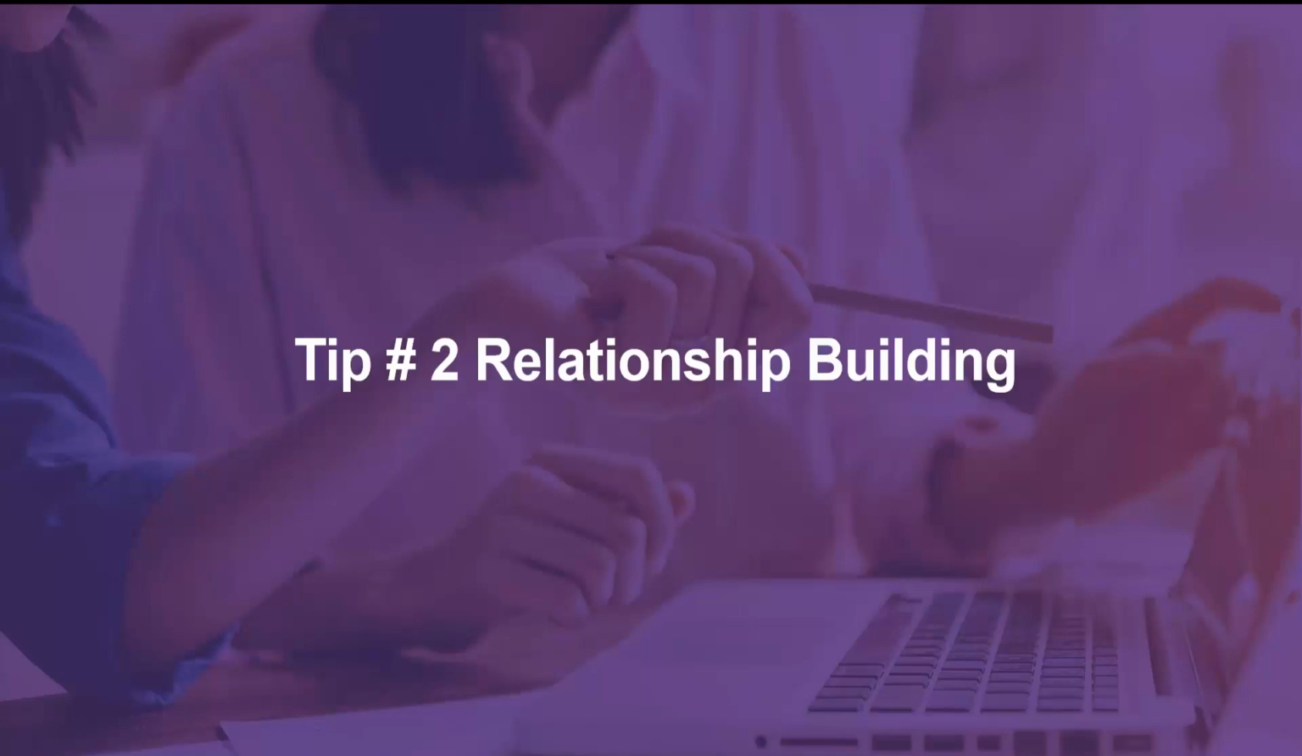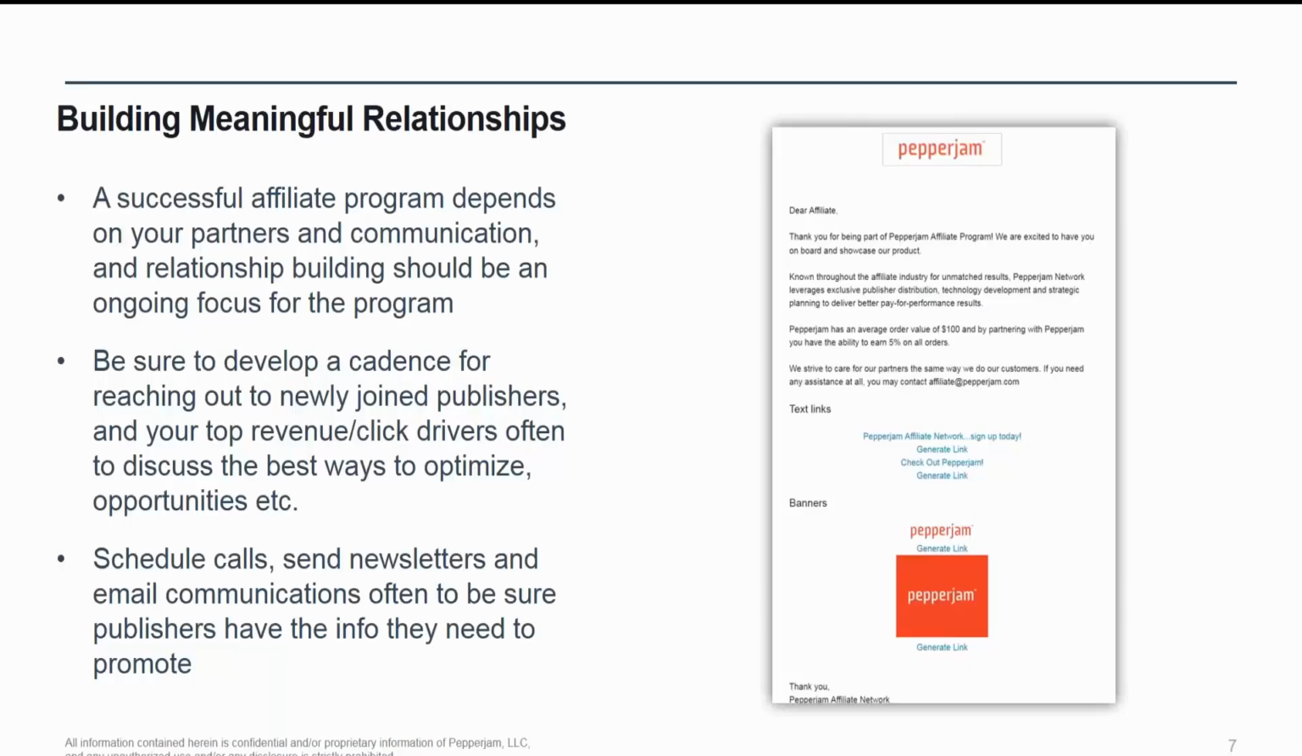And going along with that as well, tip number 2 that we wanted to take a look at is relationship building. So communication and building relationships with your publishers is always going to be key to success for your program. So you want to make this an ongoing key for the program as well. So you want to constantly communicate with your publishers even after they've joined, or especially focus on those publishers that might be driving your revenue or your traffic to make sure that they have the most up-to-date info for the program as well. So it's good to schedule calls with publishers, maybe send them direct email communications.